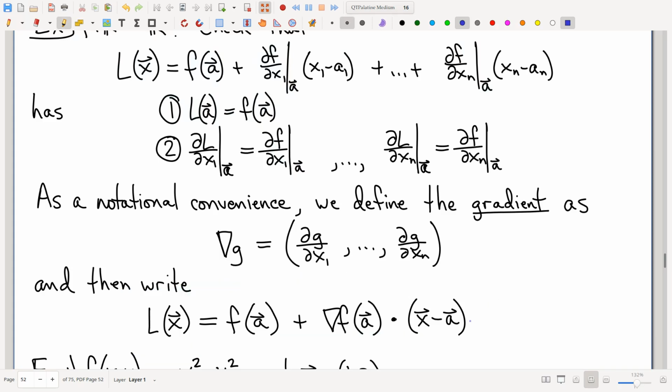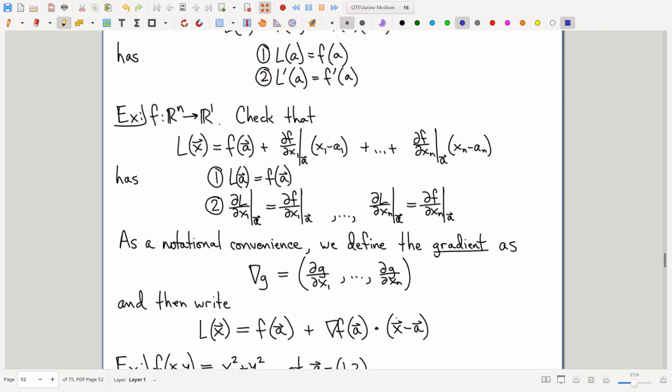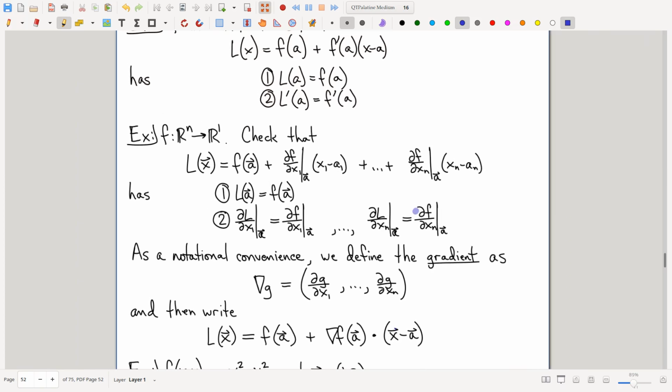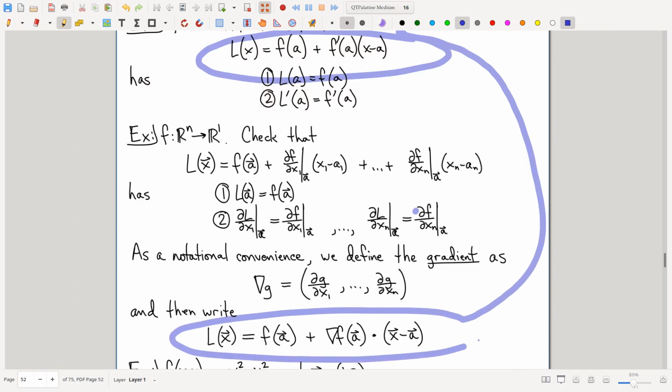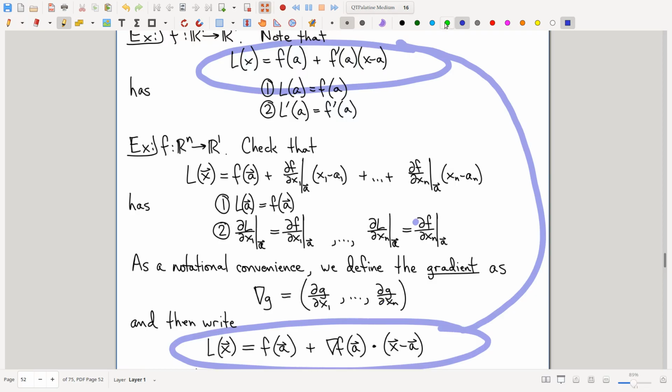Okay, and then before I go on, let me make another observation I think is really cool. Let's compare now our single variable linear approximation and our multivariable linear approximation. They both have f of a. They both have a second term. And in that second term, I am in each case multiplying by x minus a. Oh my gosh, the analogy is so strong, right? It's like the exact same thing in some sense.